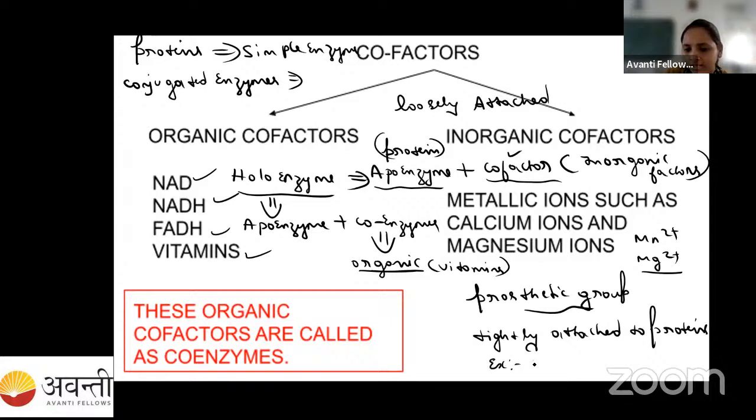For example, if you take the heme group in the catalase enzyme, this is about the prosthetic group. So do you have any confusion here?